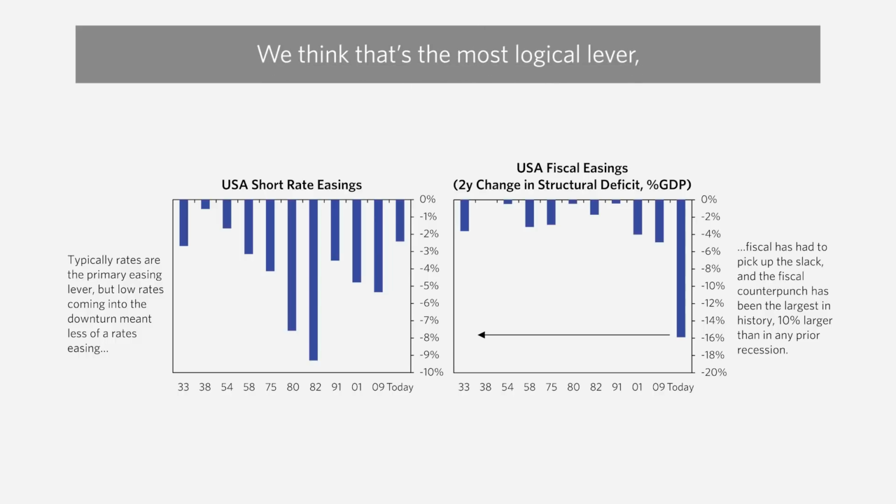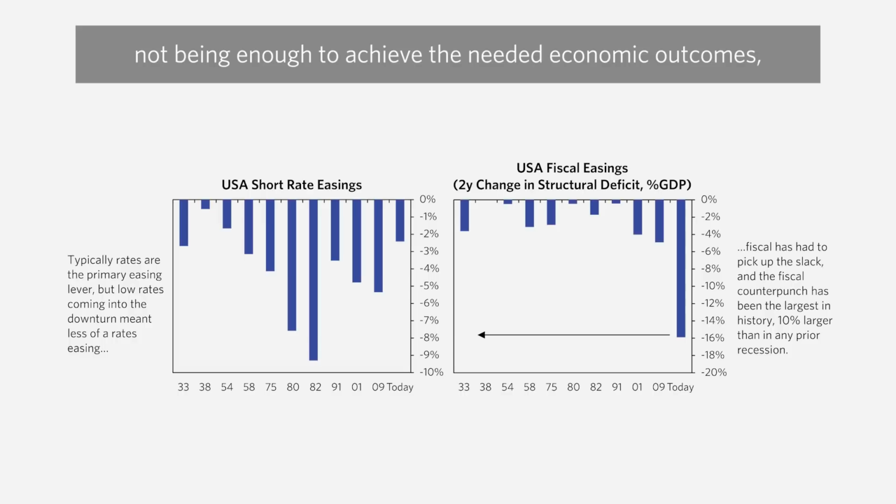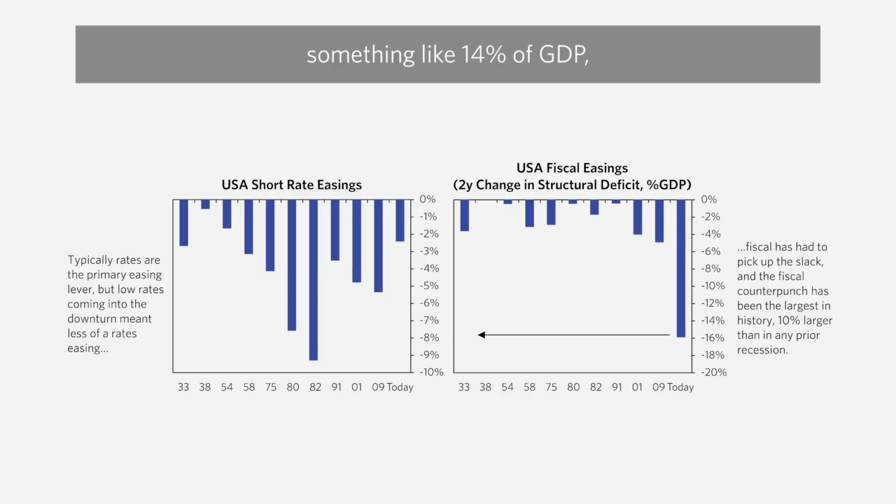We think that's the most logical lever, given the economic circumstances of zero interest rates not being enough to achieve the needed economic outcomes, and that we're likely going to have that for an extended period of time, one way or the other. So what we're seeing is it's happening, right? If you take the US, even in the Great Depression, we never got anywhere near this kind of fiscal response. We're looking at a proactive fiscal response of something like 14% of GDP on top of a massive countercyclical response. And that is a huge impact. And that is going on in the midst of the slowdown. And it is the lever through which stimulation is occurring.